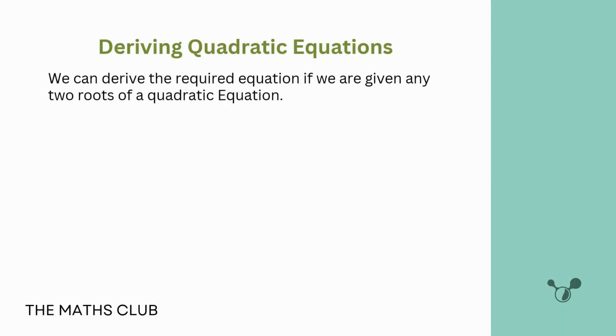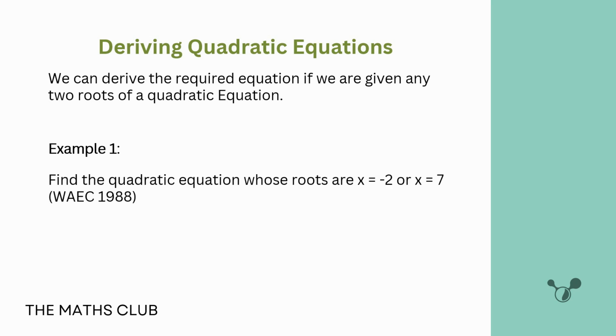The first thing we need to know is that we can derive quadratic equations if we're given any two roots of the equation. Once we're given any two roots of the equation, we can find our quadratic equation. This example states that we should find the quadratic equation whose roots are x is equal to minus 2 or x is equal to 7.